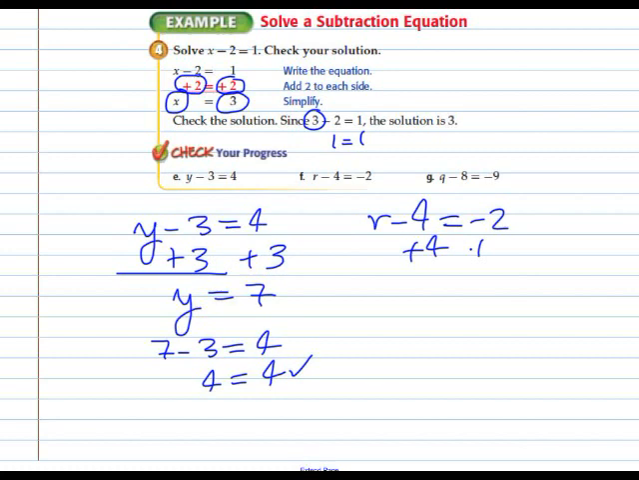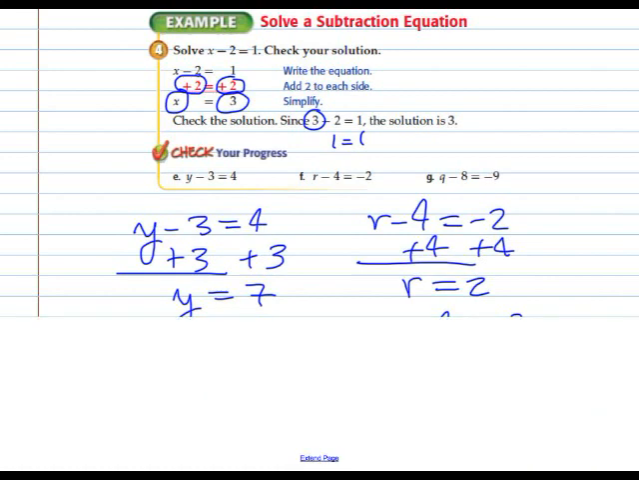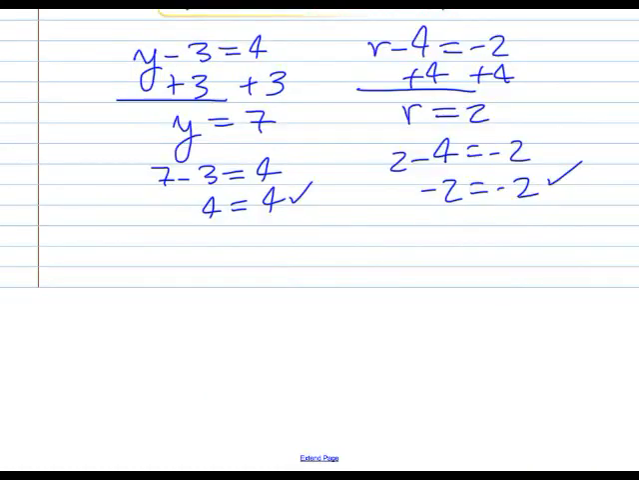R minus 4 equals negative 2. I'm going to add 4 to both sides of the equation. Gives me R on one side of the equation all by itself. Negative 2 plus 4 is positive 2. Is positive 2 minus 4 equal to negative 2? Yes, in fact it is. I go 2 to the right, 4 to the left. Gives me negative 2. That is the solution of this equation.